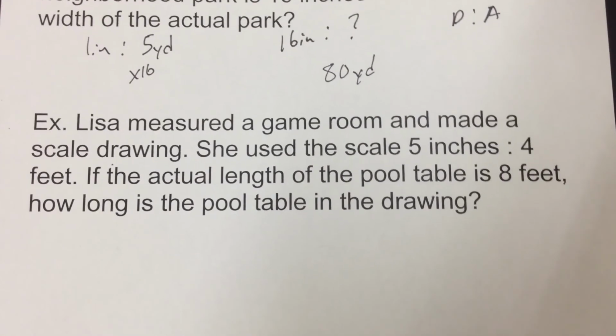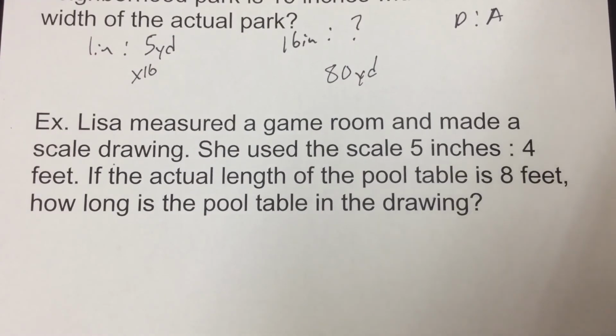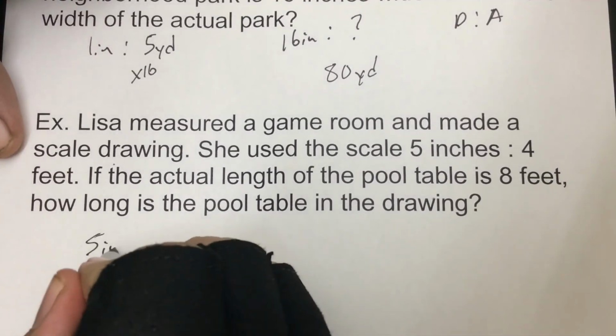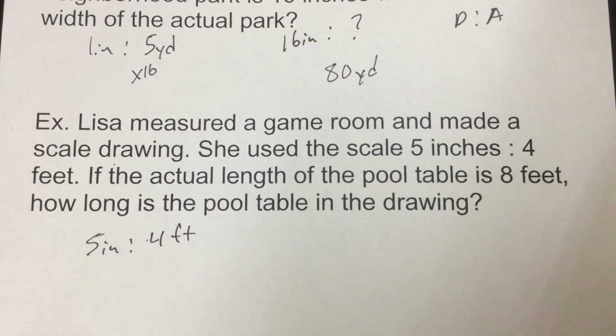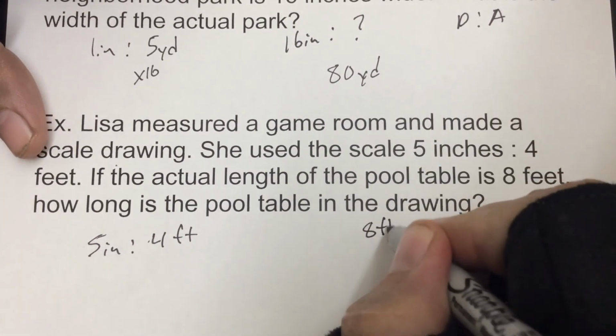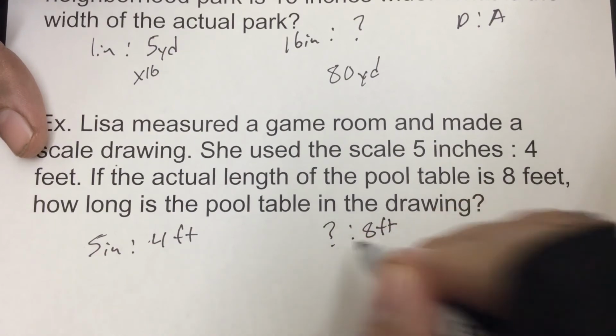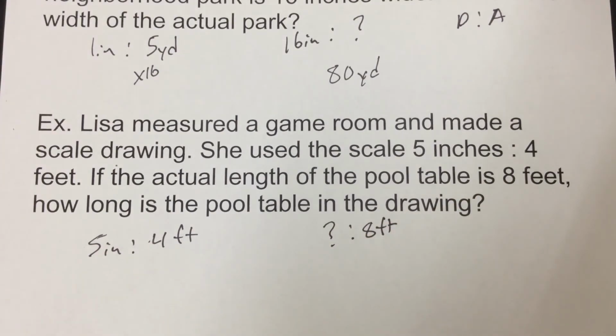Lastly, Lisa measured a game room and made a scale drawing. She used the scale 5 inches to 4 feet. If the actual length of the pool table is 8 feet, how long is the pool table in the drawing? So again, 5 inch to 4 feet. So start with that scale. Then we're looking at, okay, actual length is 8 feet. So they're giving us the actual. So they're giving us the second one. We're having to find the first.